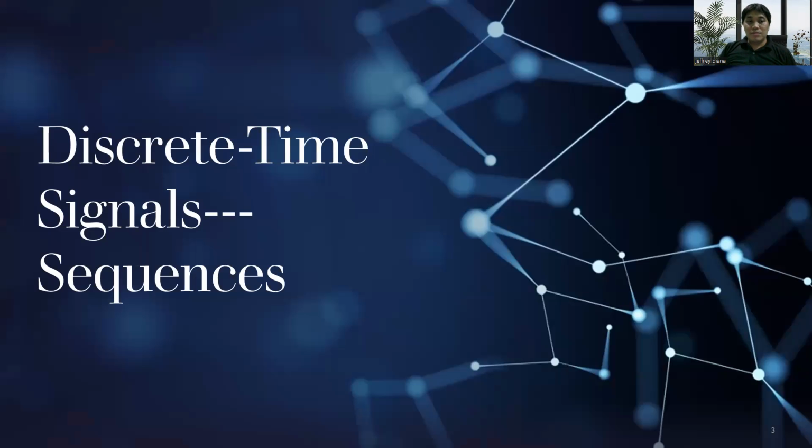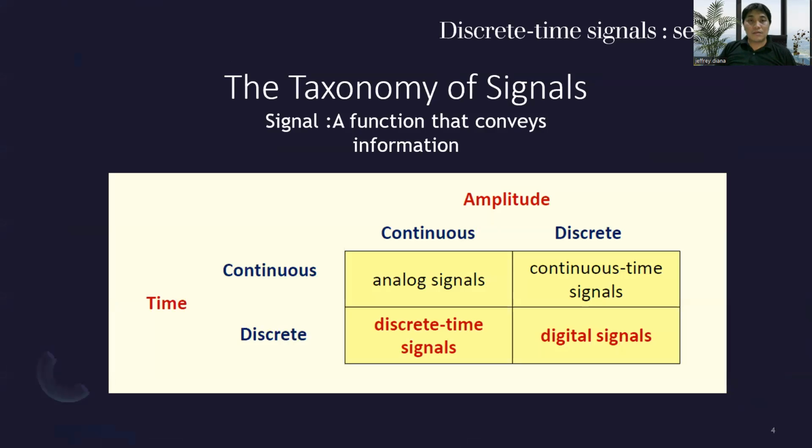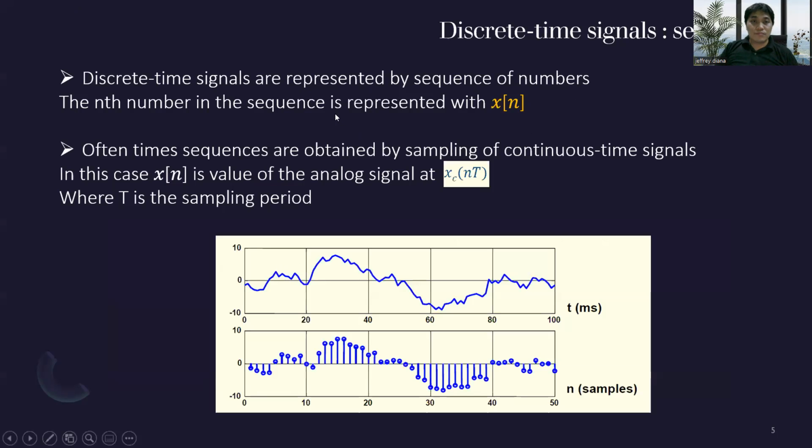So for discrete time signals sequences, first we need to discuss the taxonomy of signals. Signals are functions that convey information. In the diagram below, we will see the amplitude and the time. The time is continuous or discrete. Analog signals are continuous time signals, and digital signals are discrete time signals.